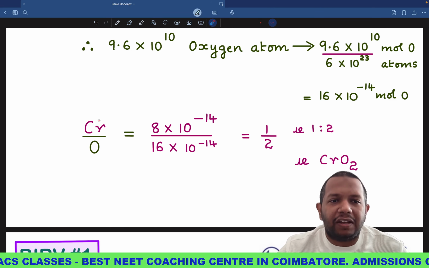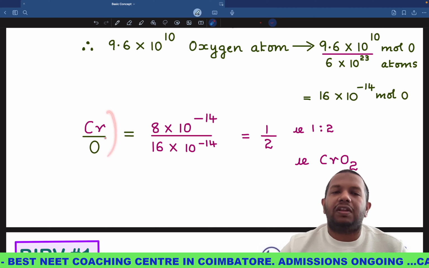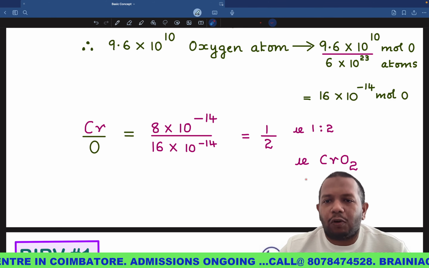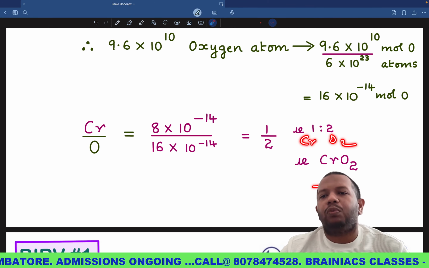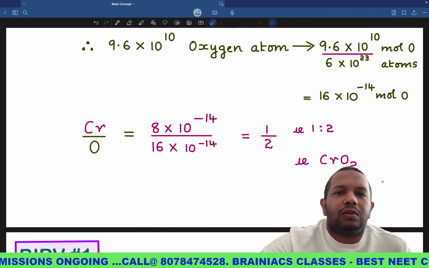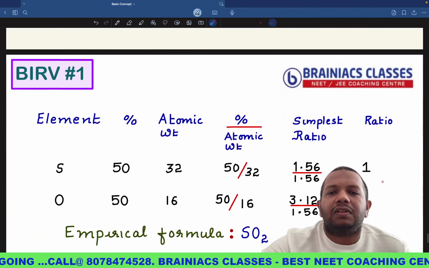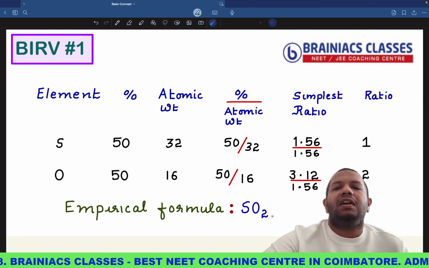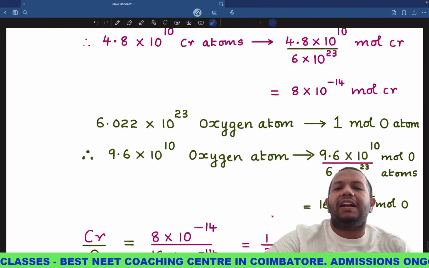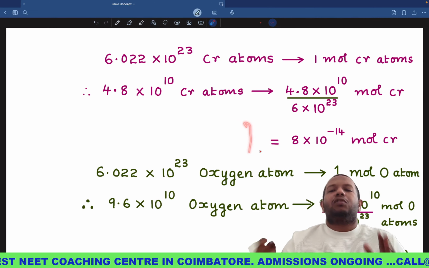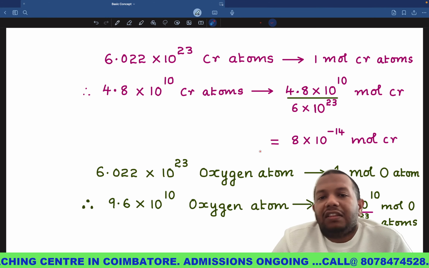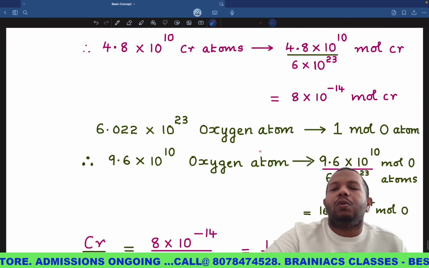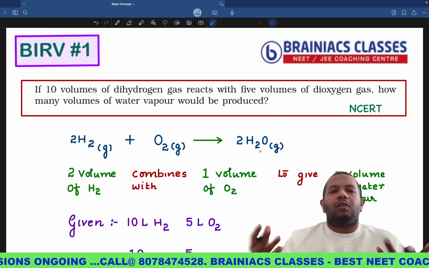So actually we are finding the simplest ratio of chromium and oxygen by another method also. Here it is 1:2, so the formula would be CrO2. We did the same thing in the previous question: you get the mole ratio, and the simplest mole ratio we take and put it. Here also the mole ratio is obtained by a different method, that is the only difference. So please remember, when they ask for the empirical formula, you are actually finding the mole ratio and putting in the simplest mole ratio. I hope it is clear for you.